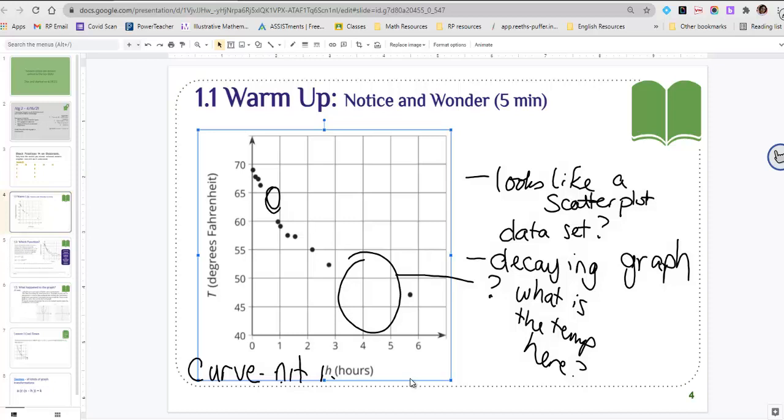Kay, did you notice or wonder anything else? I noticed that there's like 3 different groups of dots. All right, nice. Yeah, there's kind of 3 different groupings going on. This pairs nicely with what Taylor said, the fact that we have 3 groupings.